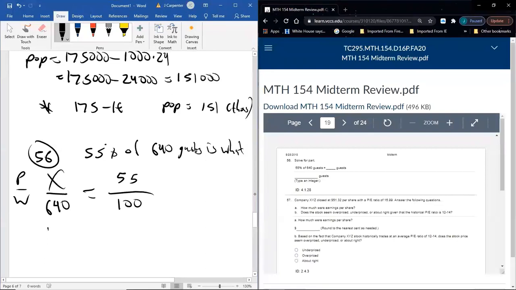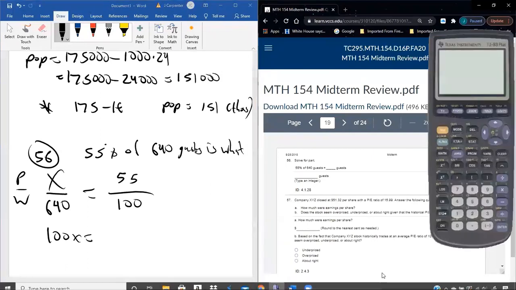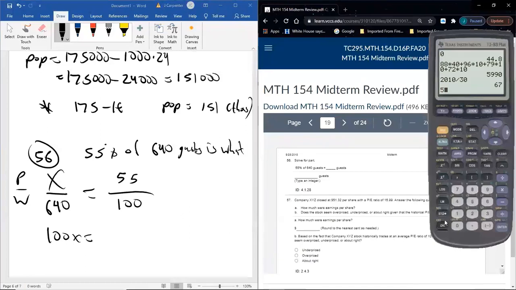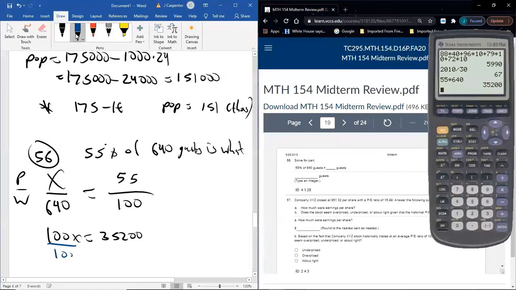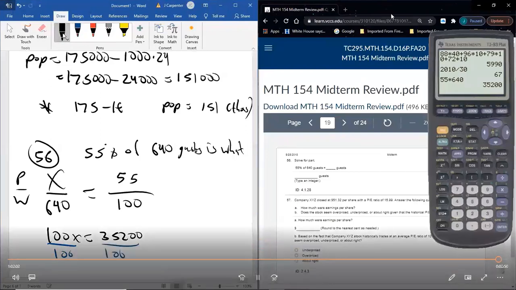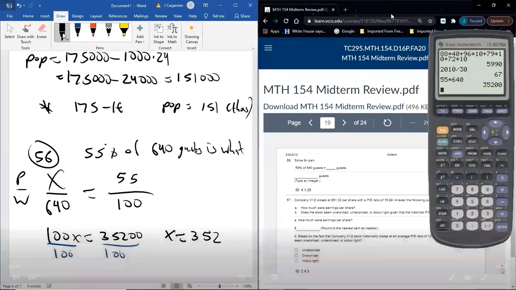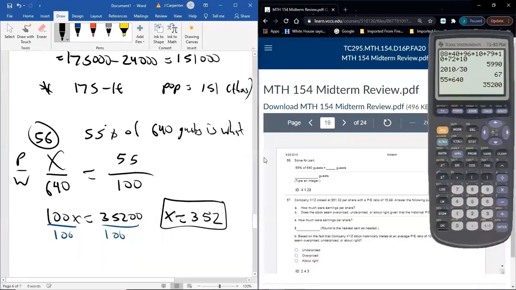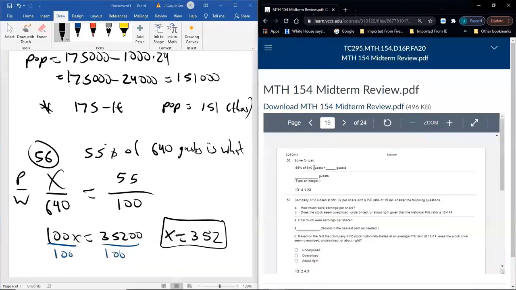We can cross multiply and we'll get 100X is equal to whatever 55 times 640 is. Big number, 35,200. Then we divide both sides by 100, which clearly gives us X equals 352. And that makes sense, because if we want 55% of a population, that should be about half of the population, and 352 is in the ballpark of half. So it's a pretty good sign.